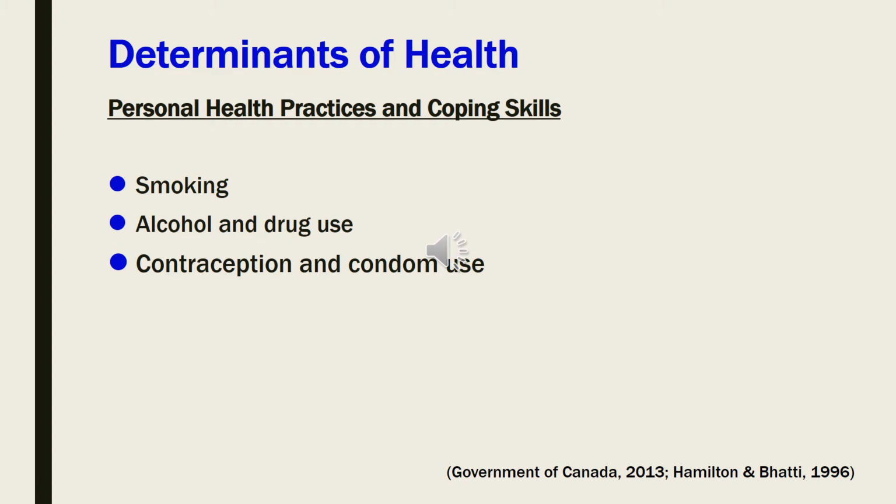Also, diet in general and the consumption of fat in particular are linked to some of the major causes of death, including cancer and coronary heart disease. And of course, the use of contraception and condom use are also important in terms of preventing unplanned pregnancy and sexually transmitted and bloodborne infections.